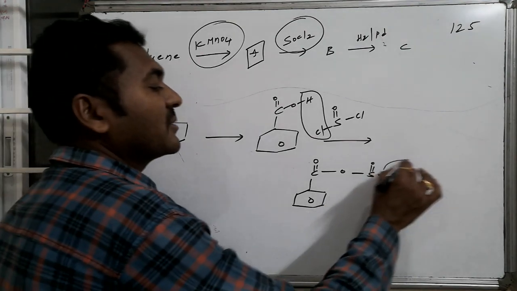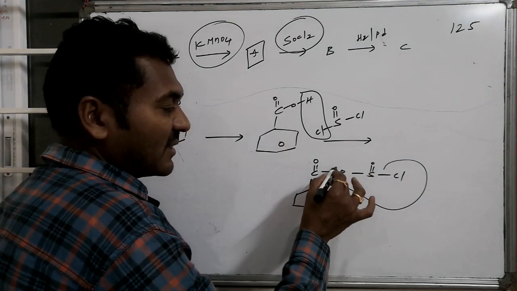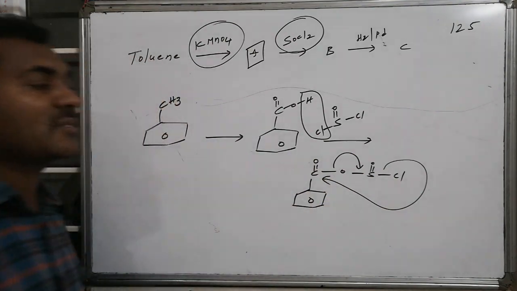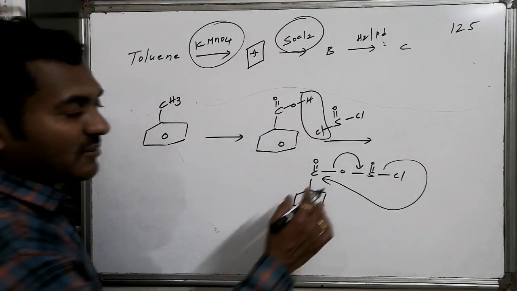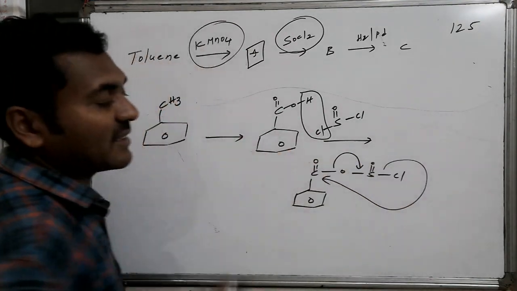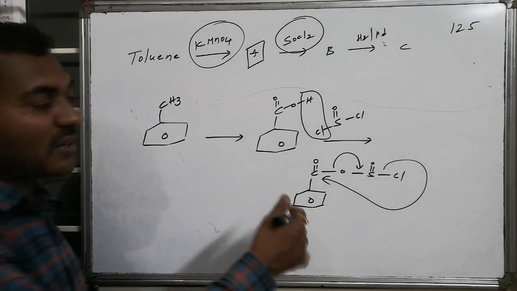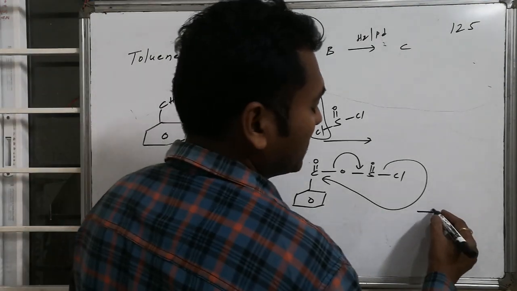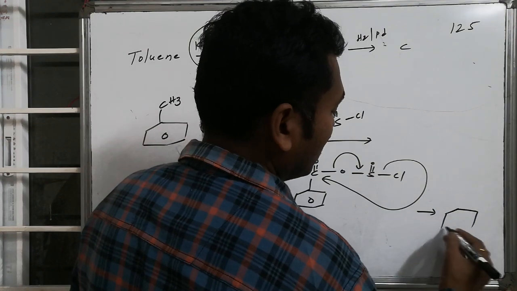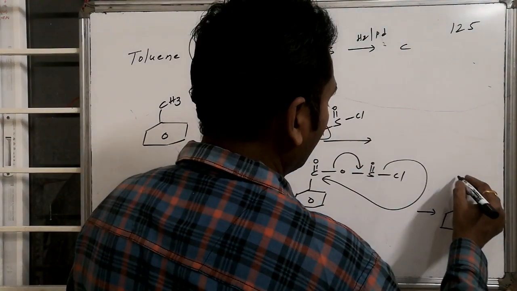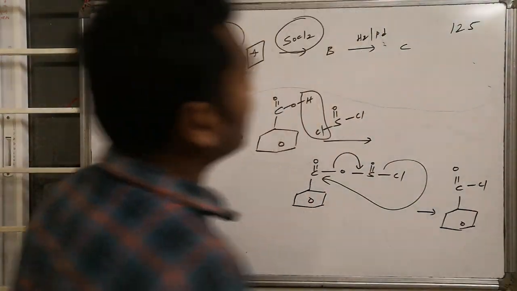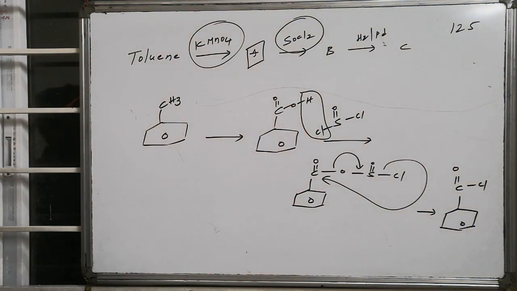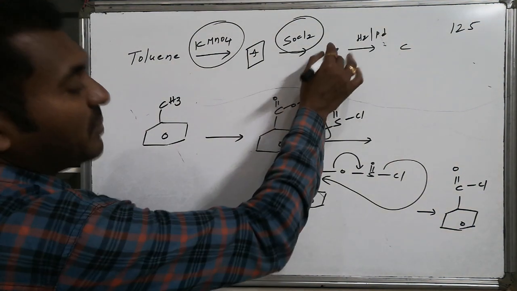Formation takes place intuitively. There once again this SO2 acts as a good leaving group, and the chlorine present at its terminal acts as a good attacking group. Intramolecular nucleophilic substitution reaction takes place that results in the formation of COCl, that is benzoyl chloride. That is our compound B.